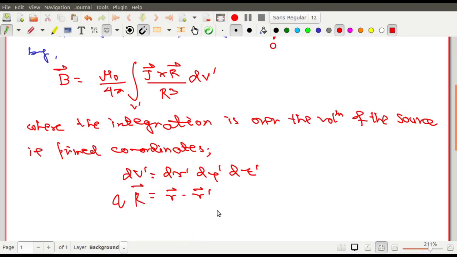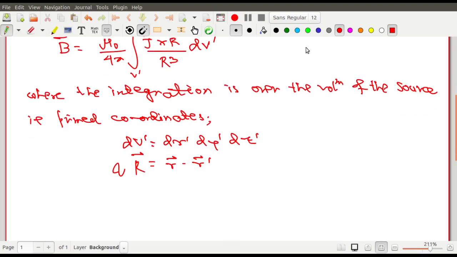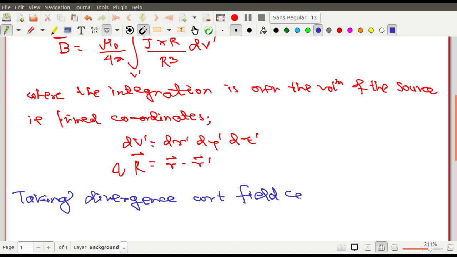Fine. Let us now take the divergence with respect to the field coordinates. Taking divergence with respect to field coordinates. Divergence you should always take with respect to the field coordinates. Divergence means how much is emanating outward. Field coordinates means simply xyz.